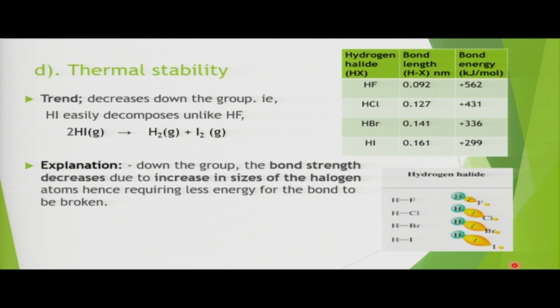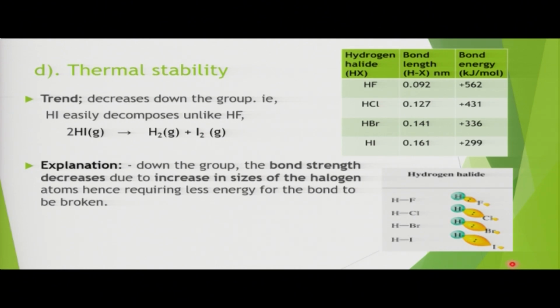Thermostability, of course, also goes back to the bond length and the bond strength. If you require too much energy to break the bond, then that molecule will be more stable on decomposition. And if you require less energy to break the bond, then that molecule will easily decompose when you apply some heat. And that is what happens. The trend in thermostability decreases.